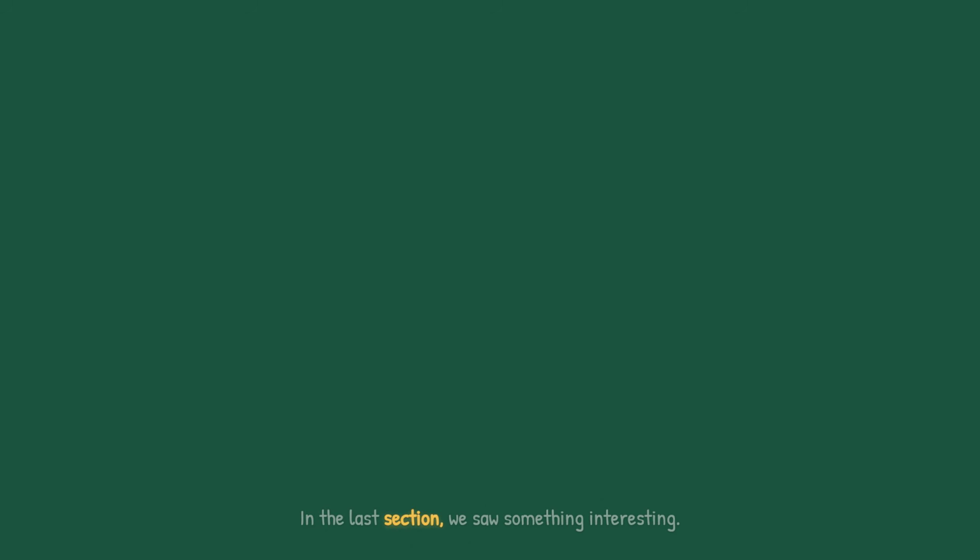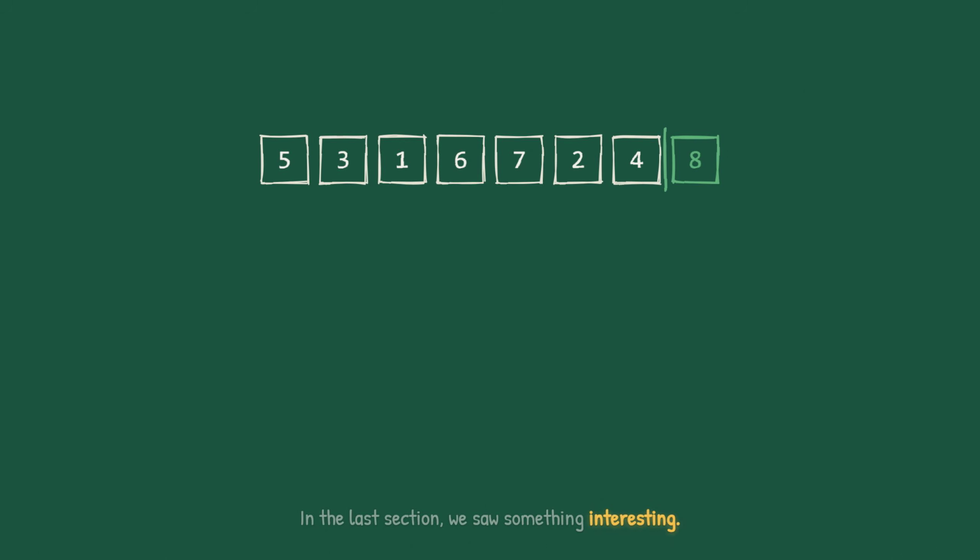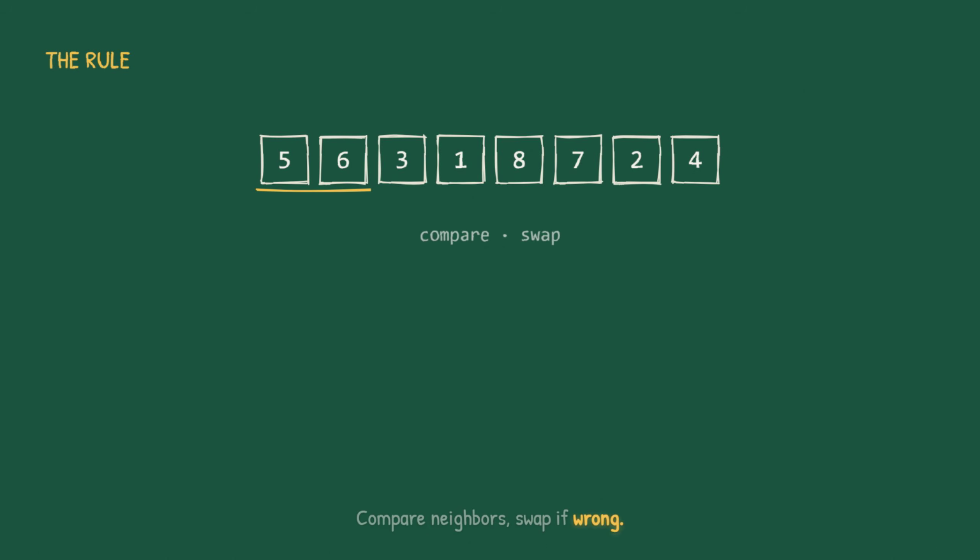In the last section, we saw something interesting. One pass through the list, and the biggest number floated to the end. But why does that always work? Let's break it down. Bubble sort has exactly one rule. Look at two neighbors. If the left one is bigger than the right one, swap them. That's it. Compare neighbors, swap if wrong. Do this for every pair, left to right.